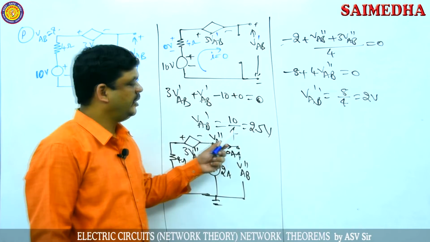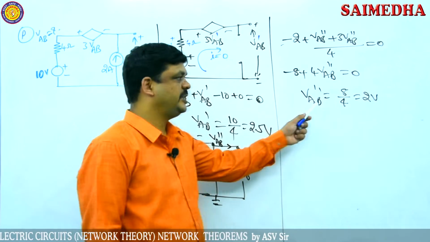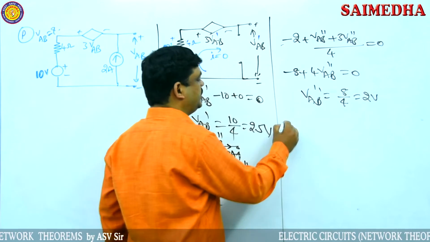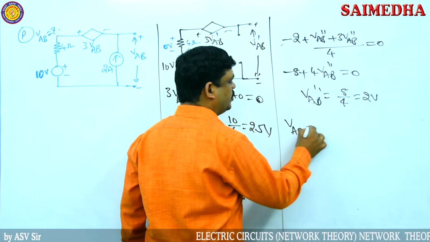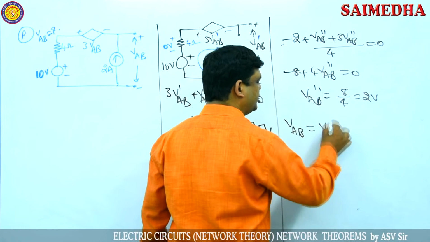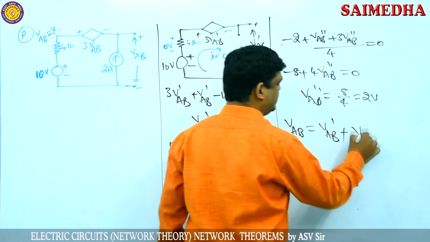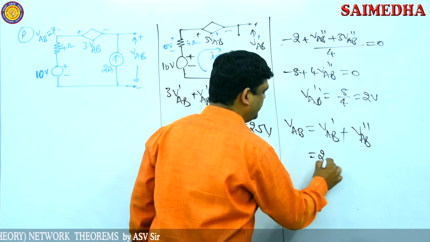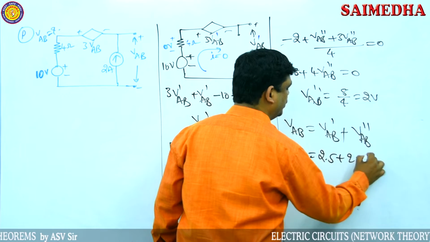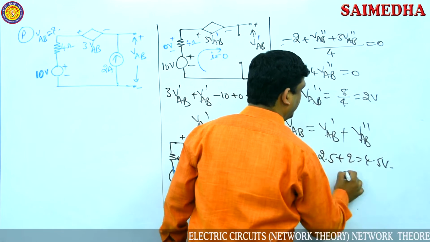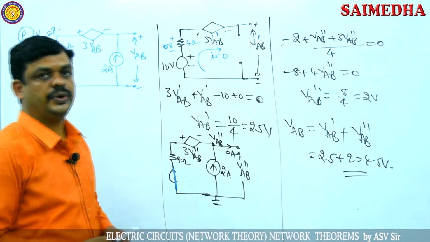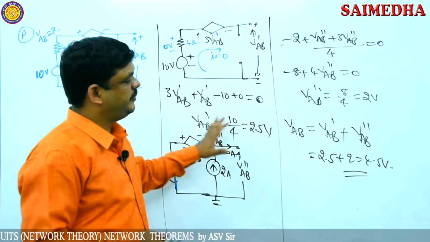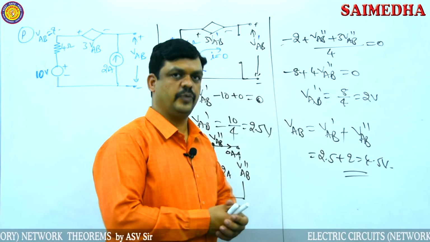So here finally we got one response as 2.5 volts, another response as 2 volts. These two are individual responses. Then the superposition theorem explains that the total response is equal to the sum of individual responses. One is VAB dash plus VAB double dash. Sum of individual responses: now this becomes 2.5 plus this becomes 2, which finally gives 4.5 volts. So here I applied the superposition theorem, and from it we finally got 4.5 volts.